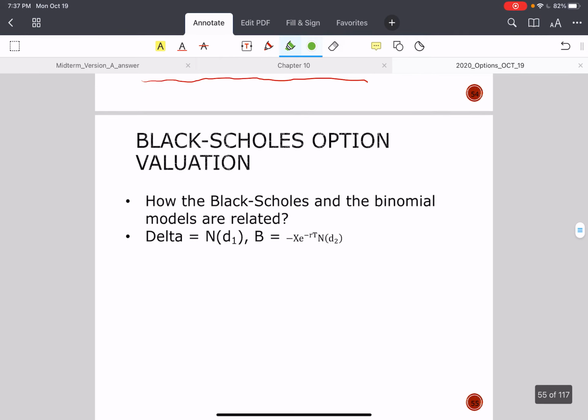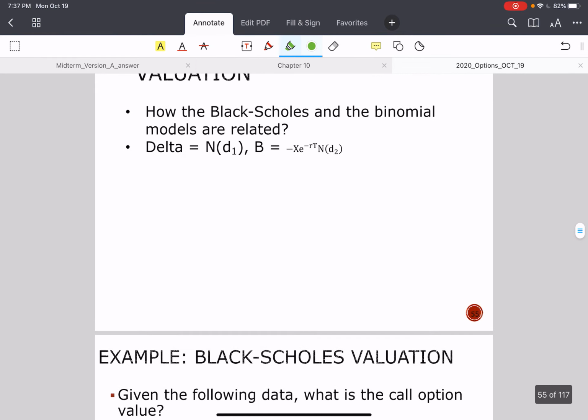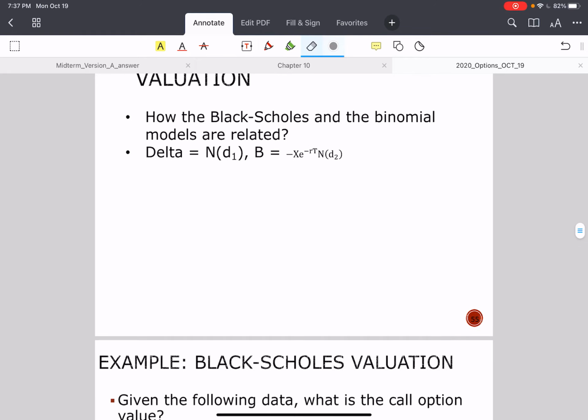Now you might wonder how the Black-Scholes formula is related to the binomial model we just talked about. Remember the replication approach. In that approach, we know that the call option equals stock price times delta plus B.